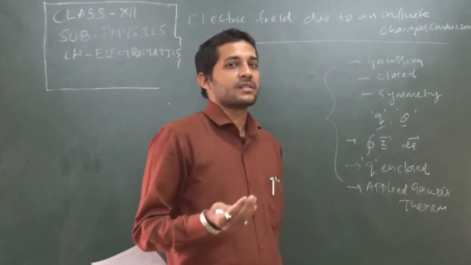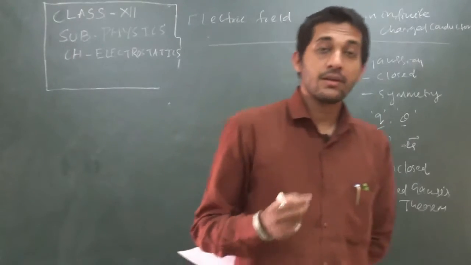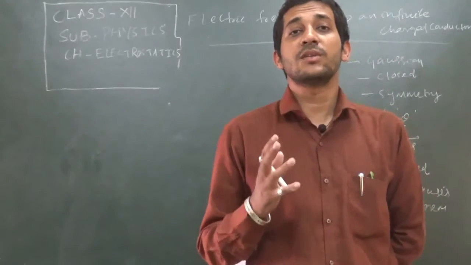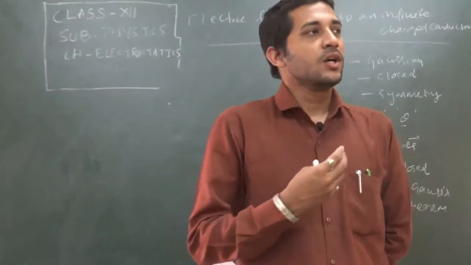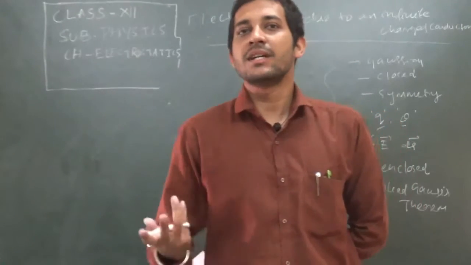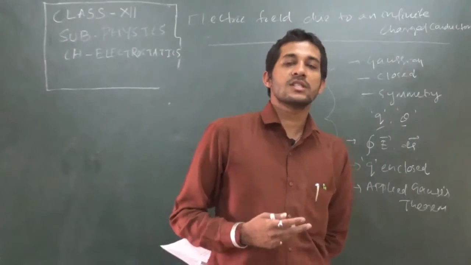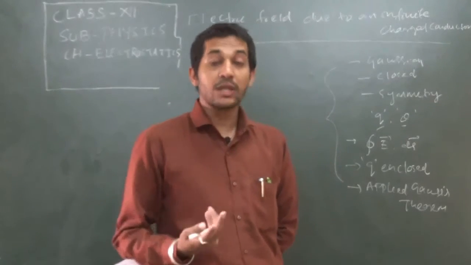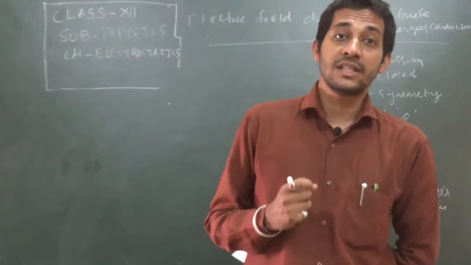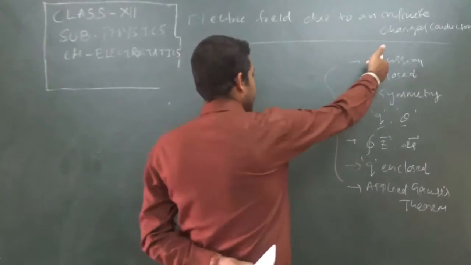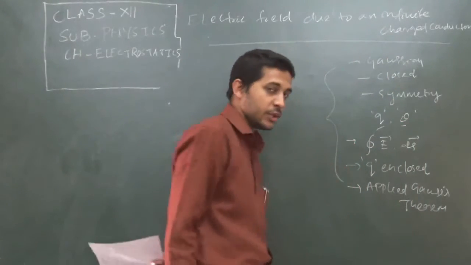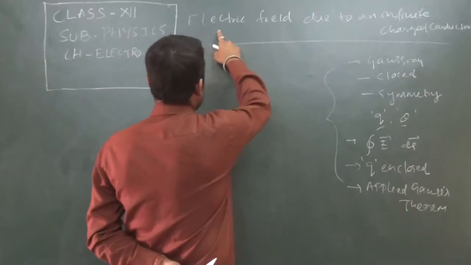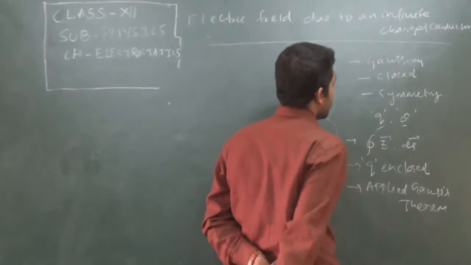There are certain applications, because in Gauss theorem we discussed particularly the concept of a sphere, which we can see as a symmetrical one. But let us consider it is not a sphere, it is a cylinder, or any kind of structure. Then how do we calculate the total amount of charge inside it? These are the processes through which we need to go. So here the heading is electric field due to an infinite charge conductor.